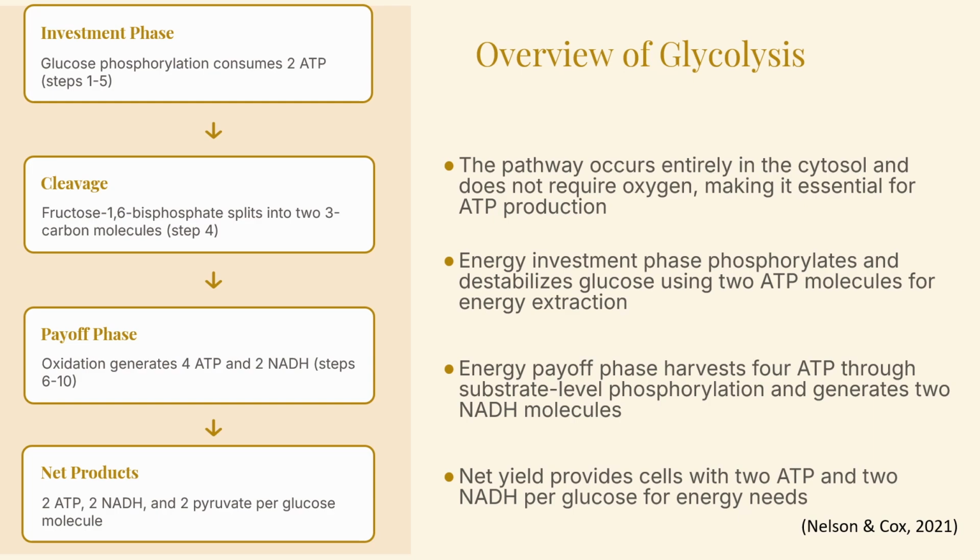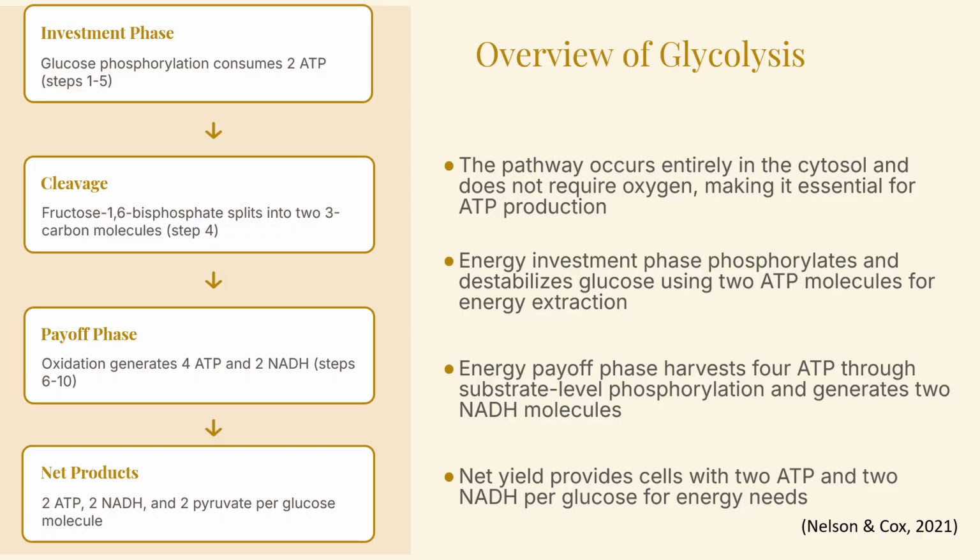One important characteristic of glycolysis is that it does not require oxygen, which means it can function under both aerobic and anaerobic conditions. Because of this, glycolysis is especially important for cells that either lack mitochondria or frequently experience low oxygen levels. For example, red blood cells rely completely on glycolysis to produce ATP since they do not contain mitochondria. The pathway can be divided into two major phases: the energy investment phase and the energy payoff phase.